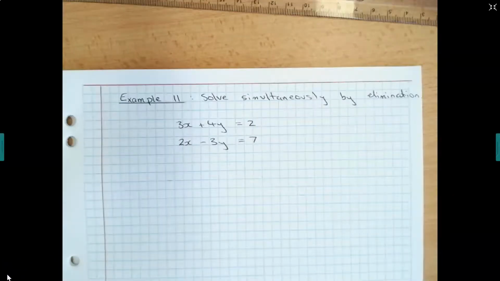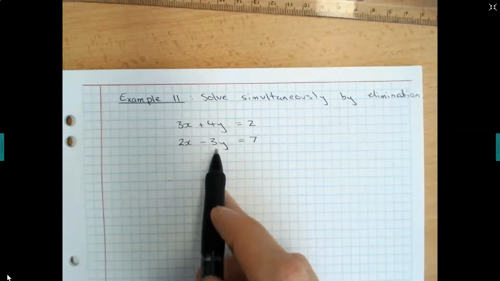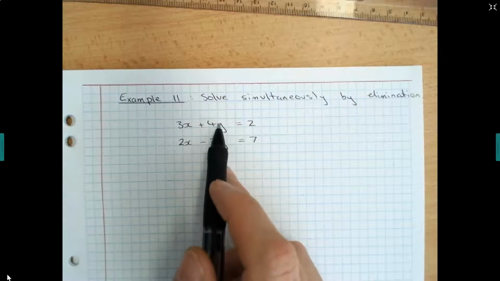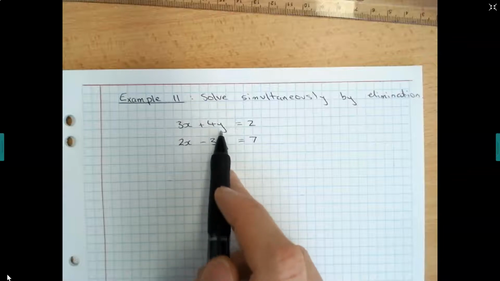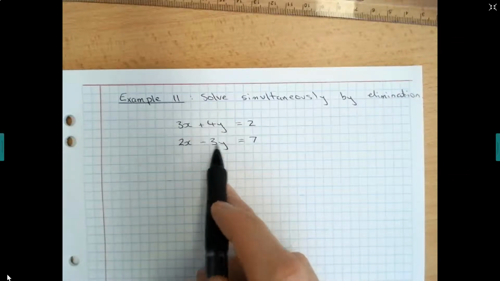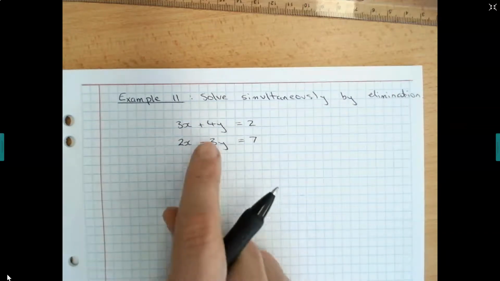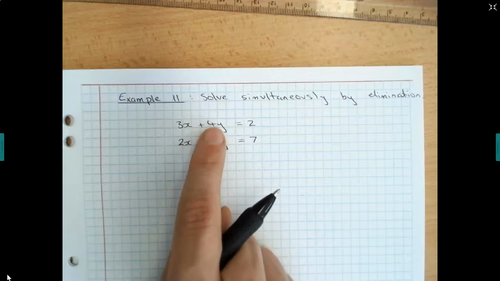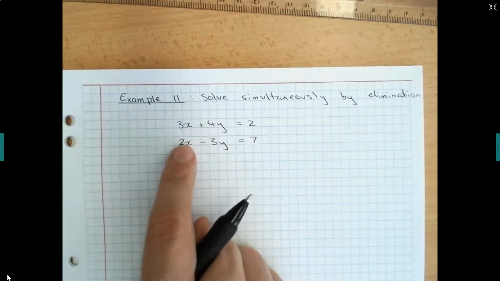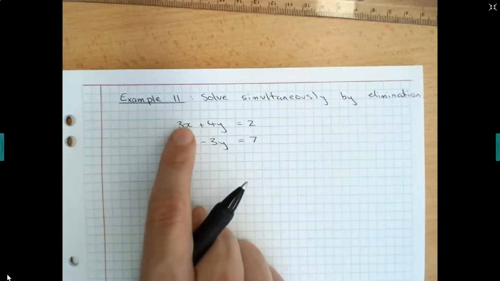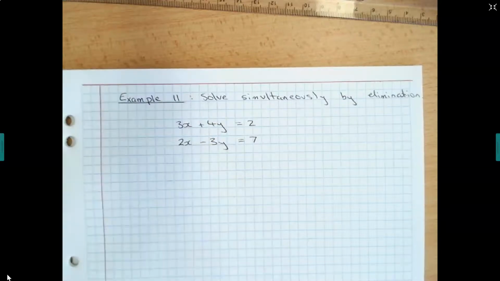Now example 11 is slightly more difficult, because if I add these two equations, the y terms will not add to 0. There will still be a y. So we have to manipulate the equations in such a way that when we add them, this one becomes positive 12 and this one becomes negative 12. Or we could do it with the x's, making this positive 6 and this negative 6. But I'll stick with changing the y's.